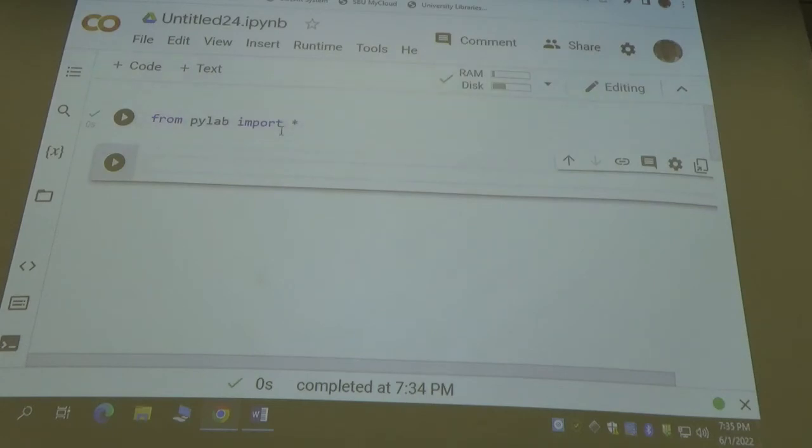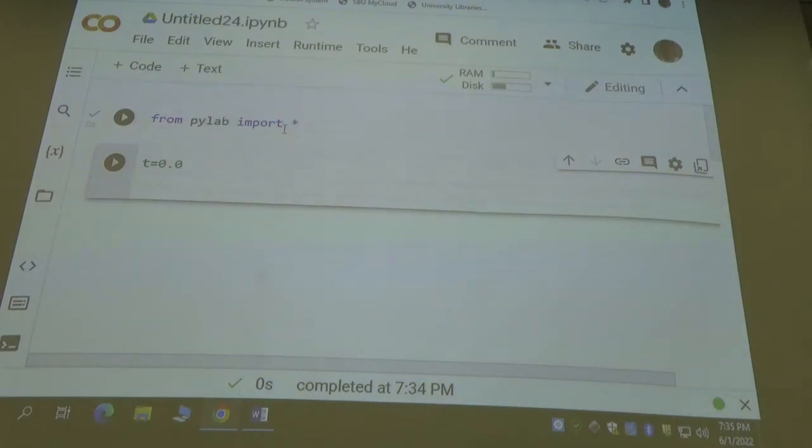So I want to say t equals 0.0. Okay. And then I'll have to fix my domain.